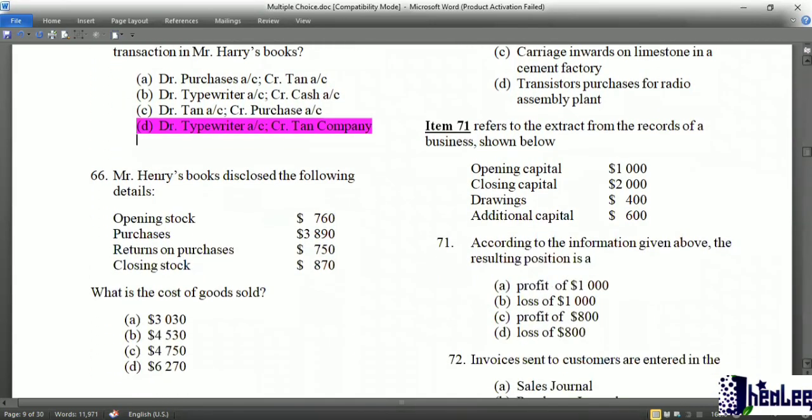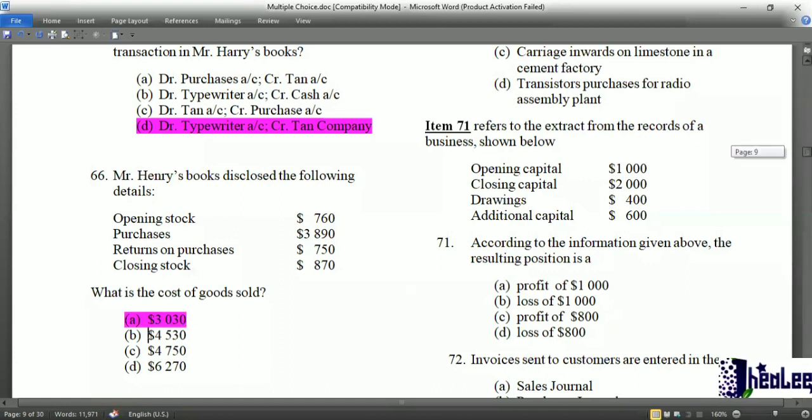Number 66, Mr. Henry's books disclose the following details, and you are asked, what is the cost of goods sold? In order for you to get cost of goods sold, we have opening stock. We're going to add our purchases to that. We're going to less our return outwards, which is returns on purchases. We're going to subtract closing stock as well. And our response, therefore, number 66 is A, which is $3,030.